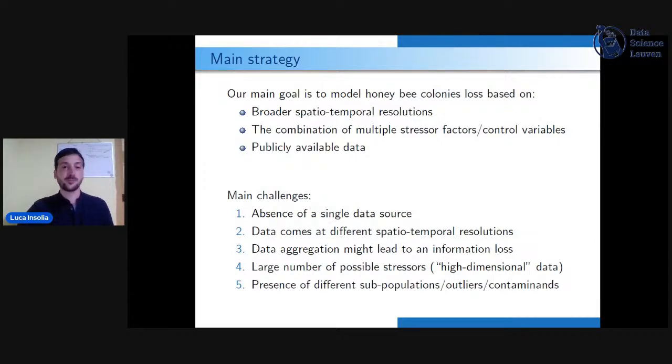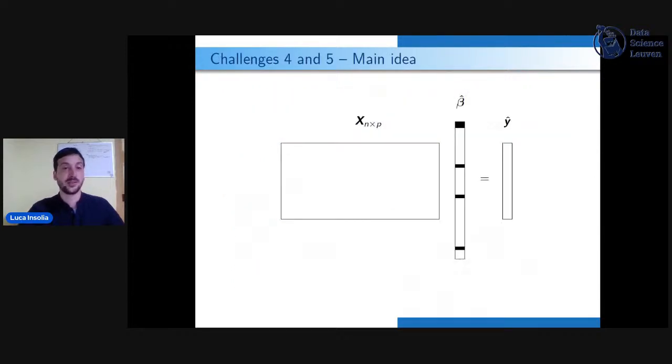And finally, the more variables you include in your model, the higher the risk that the data comes with some form of contamination. Let's say the presence of different subpopulations than the one you are interested in, or outliers. And this is more likely, of course, if you aggregate several data sources. I believe this is a very important point, and for simplicity, I will start by describing the very last two points that you can see on this slide.